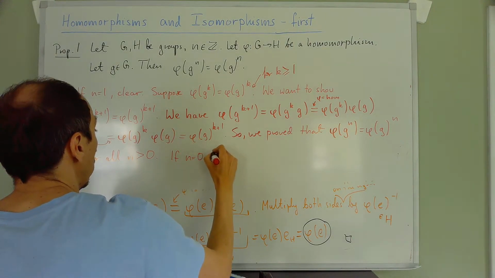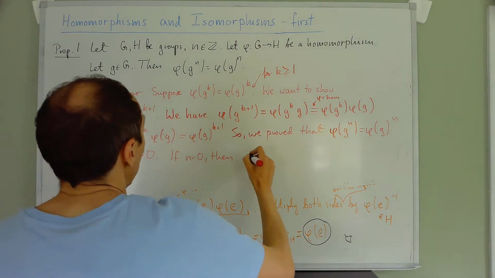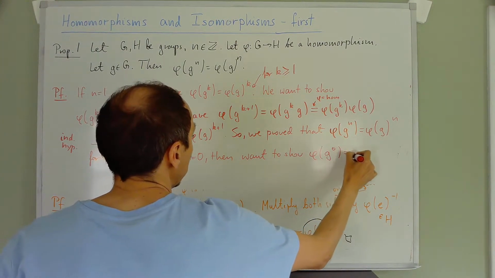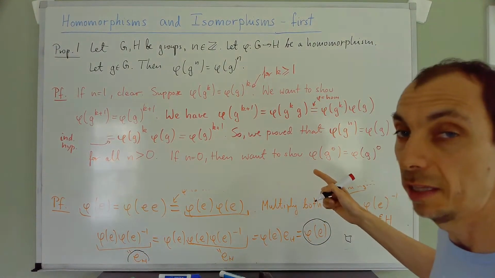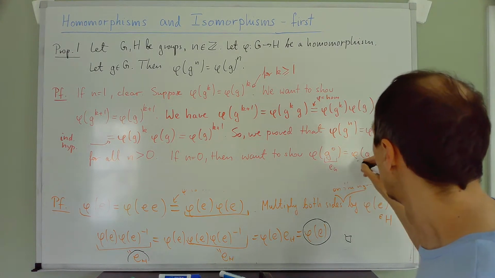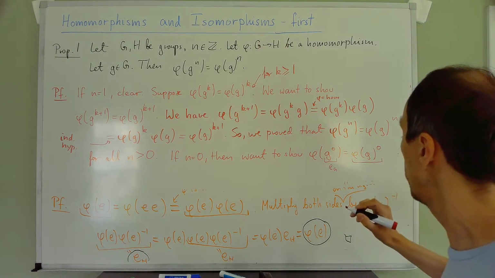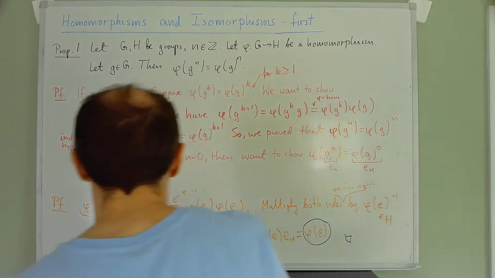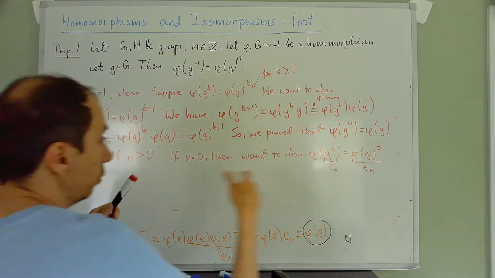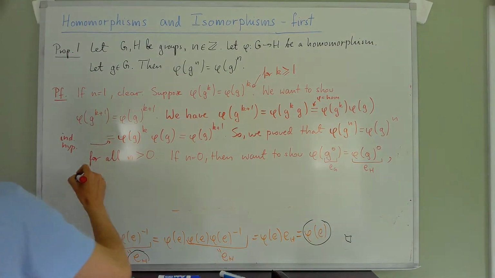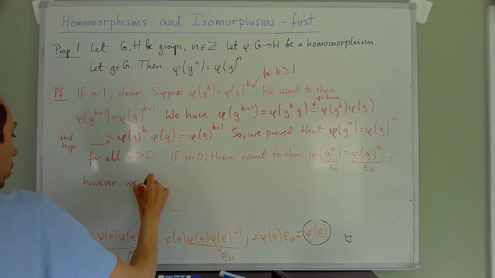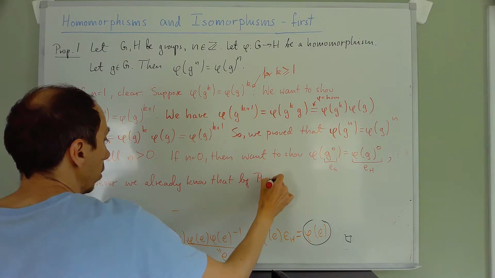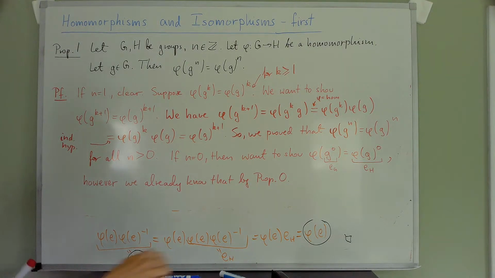If n is equal to 0, then we get what? Then we want to show phi of g to the 0 is equal to phi of g to the 0. But our convention meant that g to the 0, that's just e in G. And again, this is an element of H raised to the power 0. By our convention, that means e_H. So I actually already know that. That's proposition 0. Proposition 0 showed that phi of the identity in G is equal to the identity in H. However, this is true. We already know that, by proposition 0. Okay, so that leaves us with negative n's.